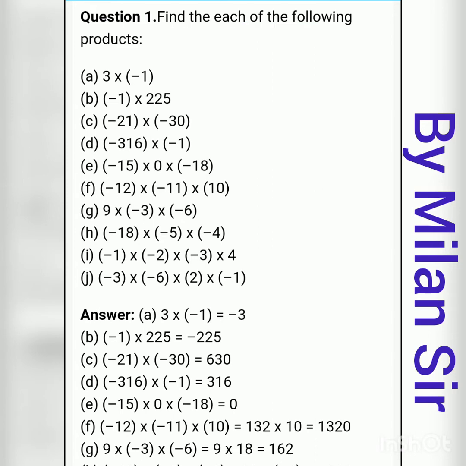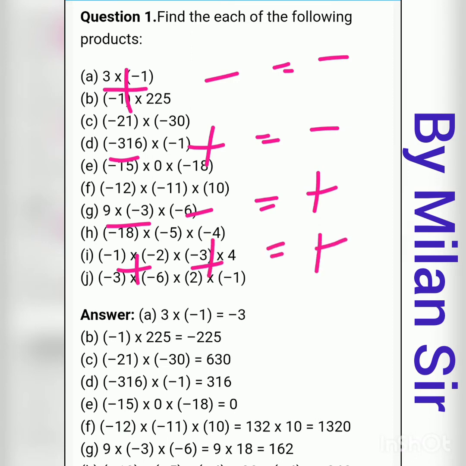First of all, we just need to remember the rules for multiplication. In multiplication, product means multiplication. First of all, do the multiplication process. And for the sign, we need to follow one rule: plus minus minus, minus plus minus, minus minus plus, plus plus plus.